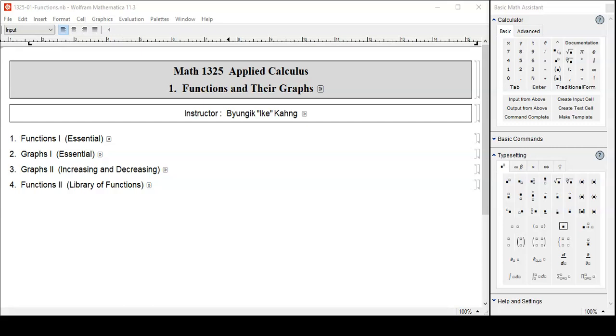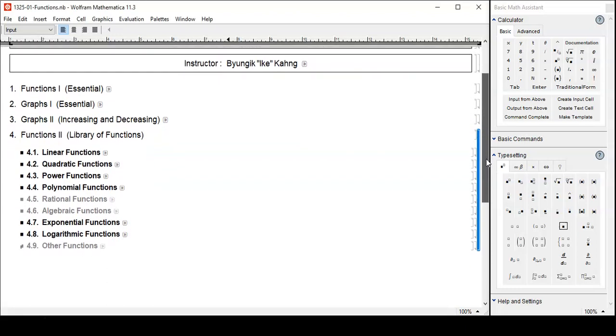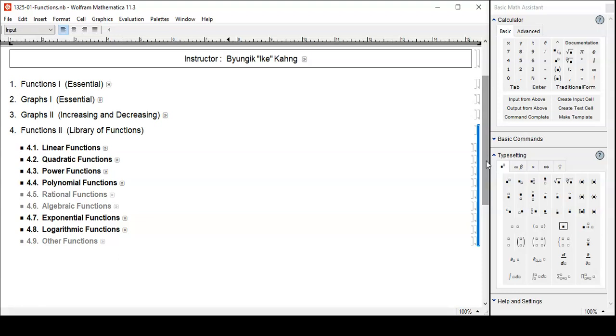Hello students, welcome back. Now let's go to section 4, Library of Functions. Here's a list of functions that we want to review: linear functions, quadratic functions, and power functions. I hope everybody remembers everything, and I'd like to go rather quickly.